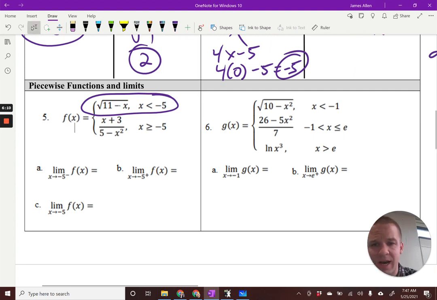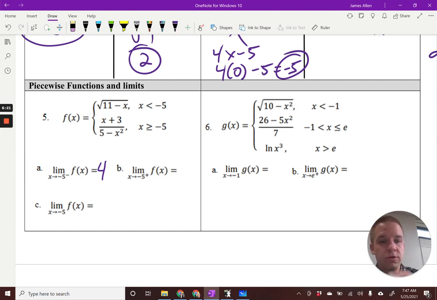If I plug in negative 5, I'm going to have 11 minus negative 5 is 16. The square root of 16 is 4. So direct substitution into that one worked. You could also look at it as I plug values in closer and closer and closer.